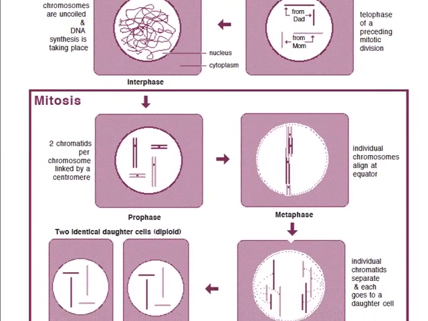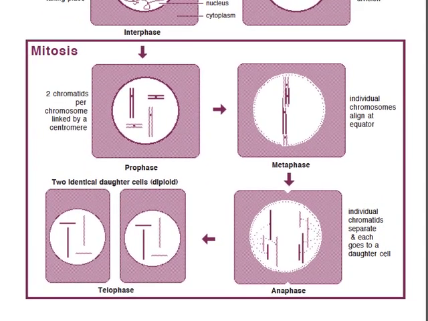If we look at the process of mitosis, it begins with prophase, during which the chromosomes now become visible. They're not visible until they coil up to begin mitosis. During metaphase, the chromosomes align at the equator individually. They're not paired up. They're all individually aligned at the equator.